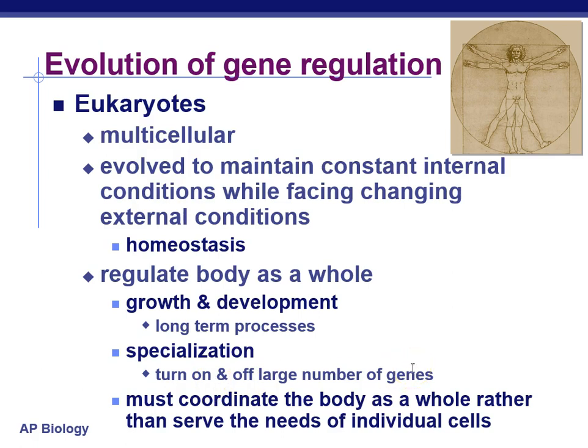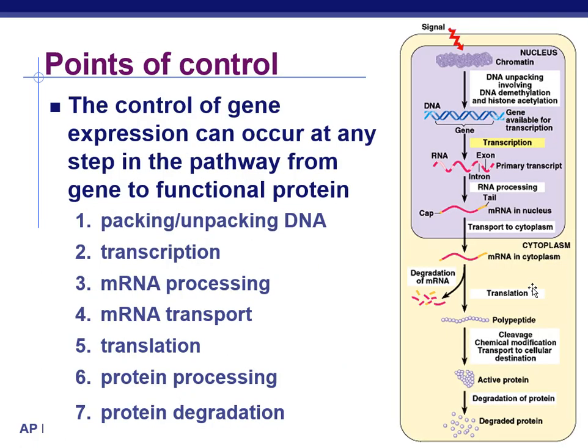But eukaryotes, being multicellular, have evolved to maintain constant internal conditions while facing those ever rapidly changing external conditions, the situation we call homeostasis. And we grow and develop, and we specialize and coordinate all those trillions of cells to run the whole organism. So how do we control those genes?